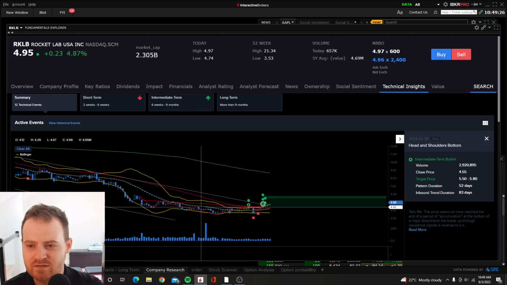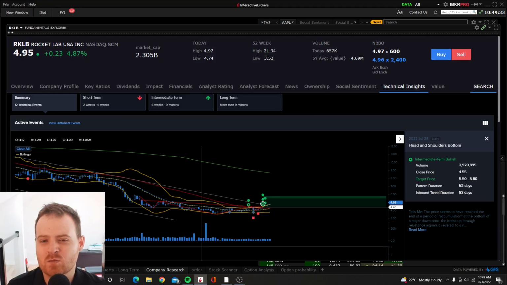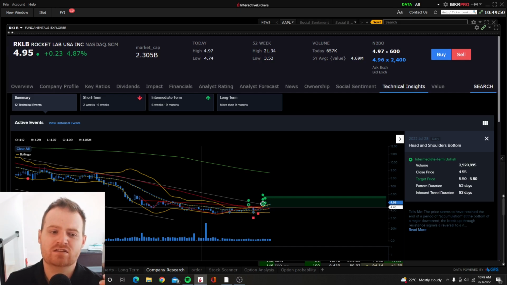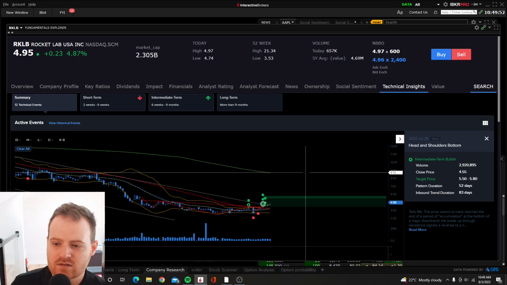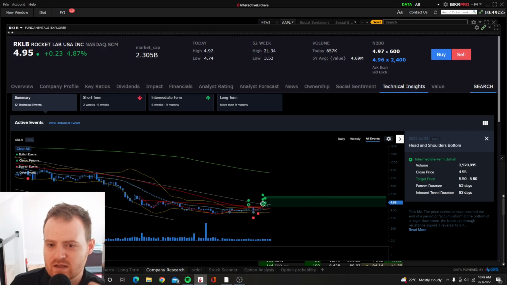You can read into that if you want. I focus more on the fundamentals of a stock and a company than the technicals. Technical is more of a short-term trading philosophy or strategy, but it is nice to see, and I always do take a look at it when I'm looking at a stock to see if there's anything bullish or bearish looking in the near term. We can see more historical events and just kind of go over it yourself.